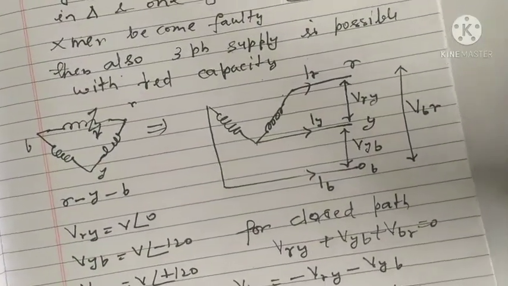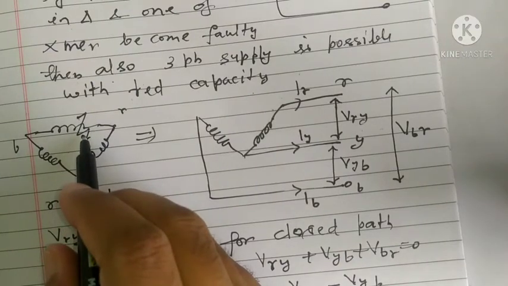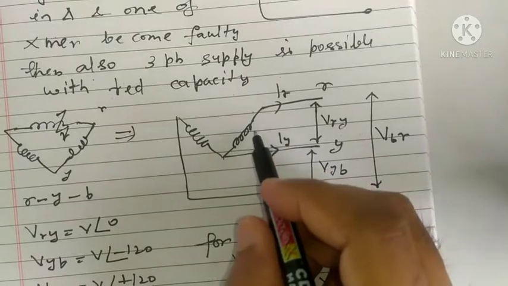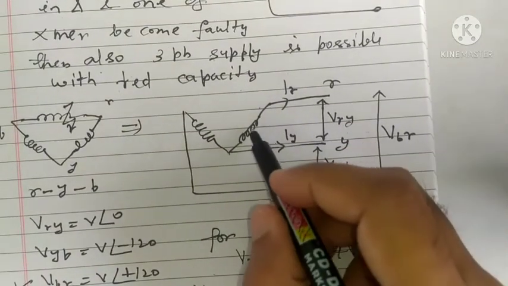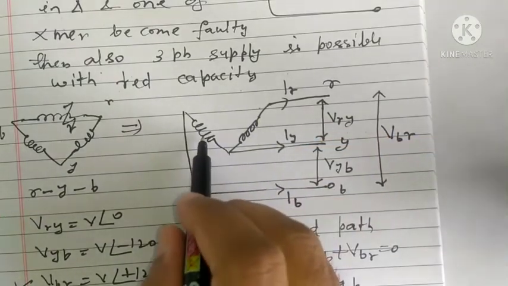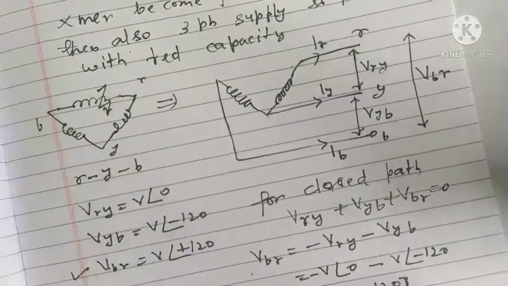Now what about capacity? In case of delta, line voltage and phase voltage are the same, but line current and phase current are different. Whereas in open delta you can see the line current and phase current are the same. Here IR is coming from here, IY will be the algebraic sum, and IB is coming from here. So I can write here capacity, that is kVA rating.